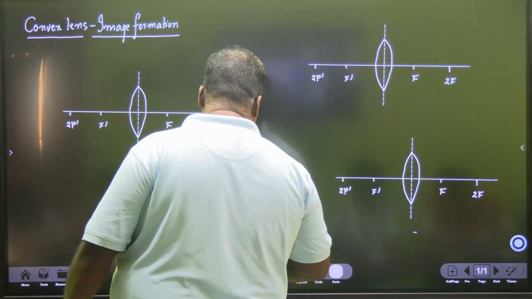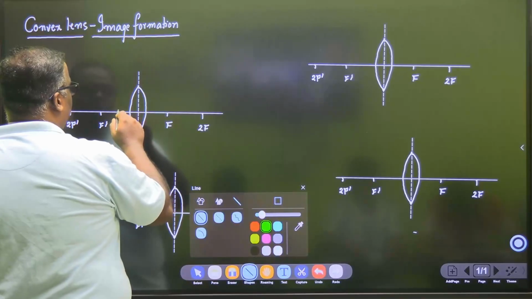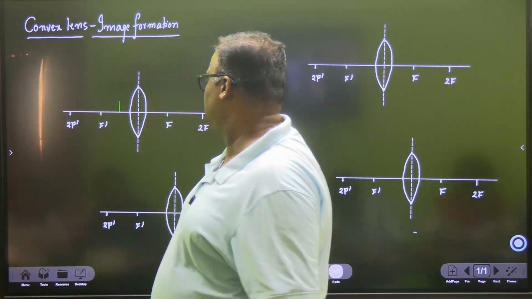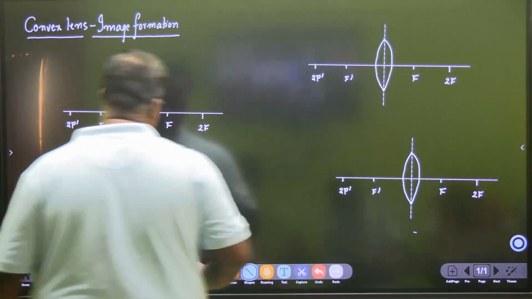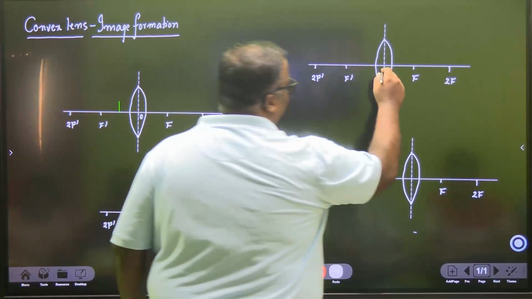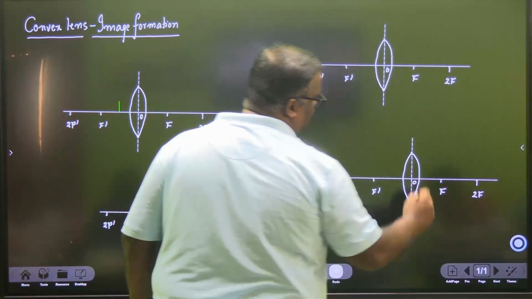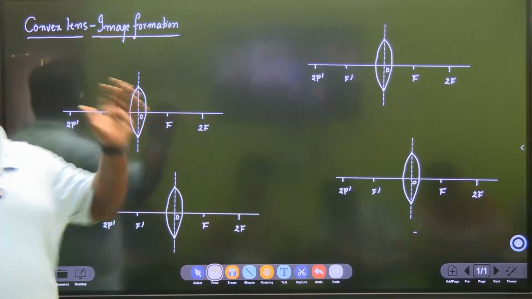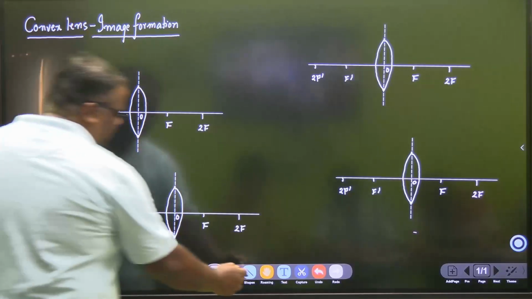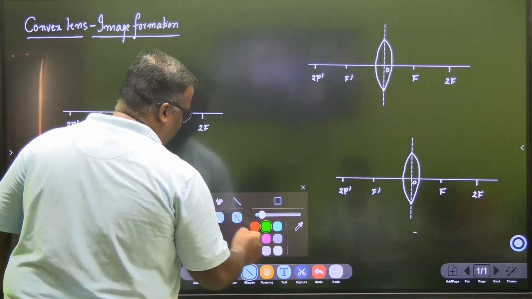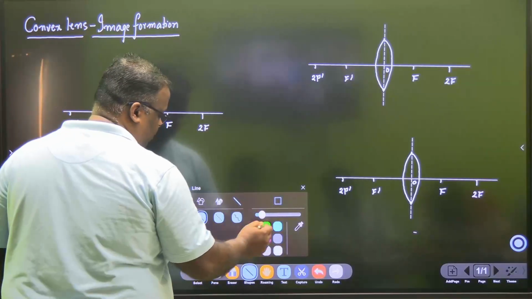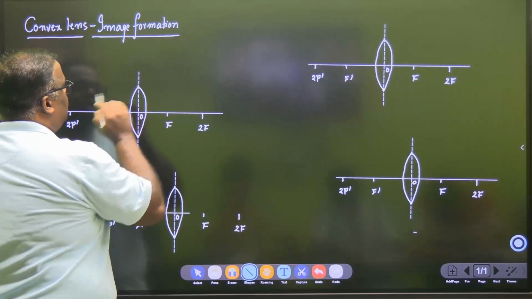So I will make my object with the green bar. This is my object. The object is kept between focus and the optical center. Mark these as O. O is your optical center. This is the only unique case. Everything will be like the concave mirror, but this is the only unique case where we will get a virtual, erect, and magnified image. So let me complete my object first. This is the object AB, right?